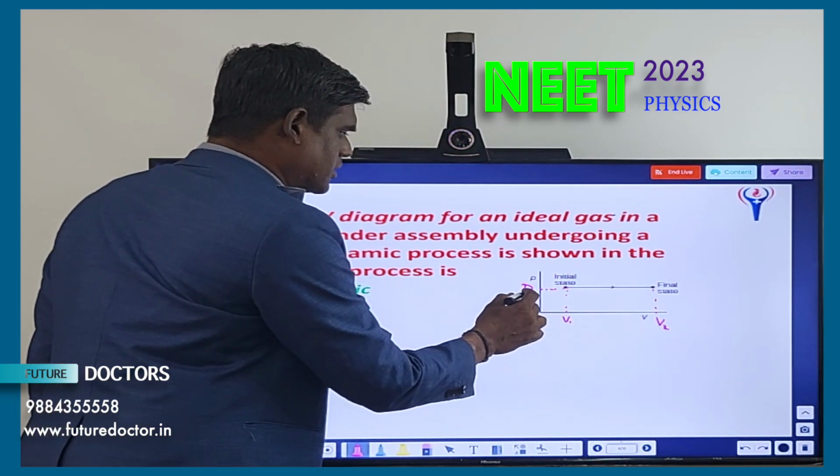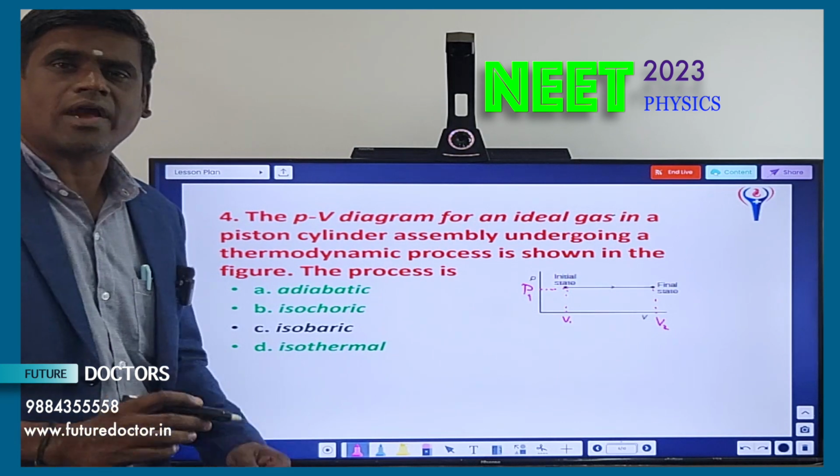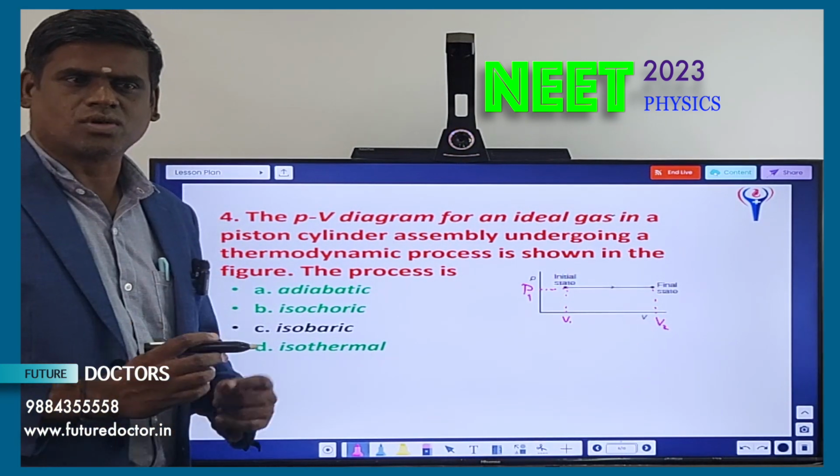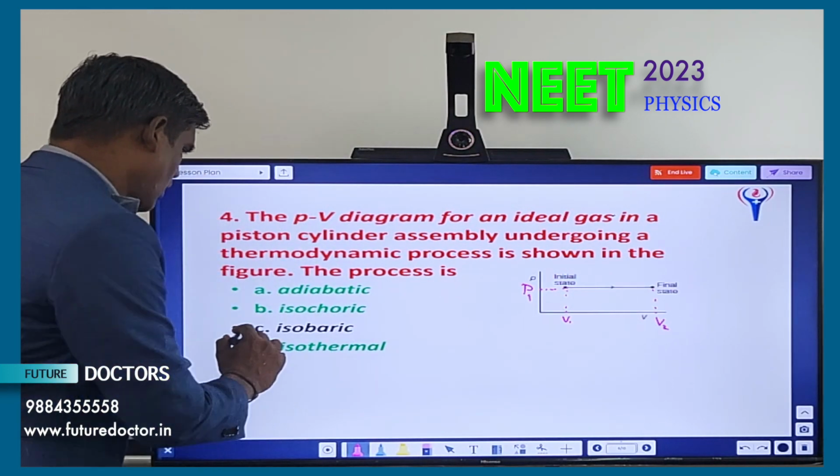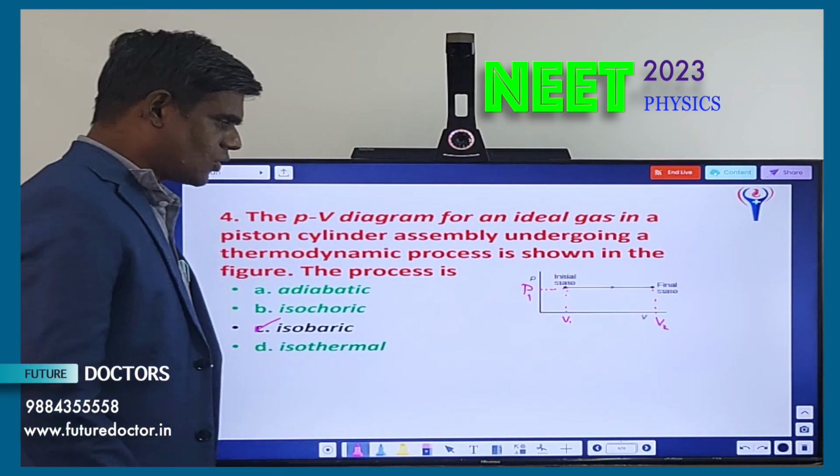So at constant pressure, there is a change in volume, meaning that is isobaric. What is isobaric? Isobaric process is the process in which pressure is maintained constant. So isobaric is the correct answer. Let's move to question number 5.